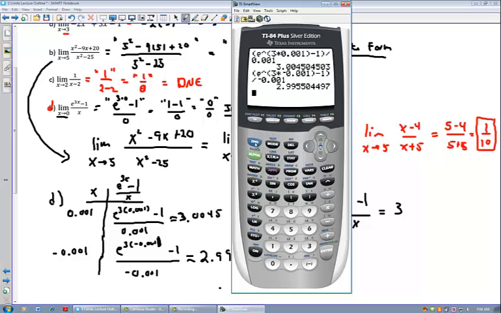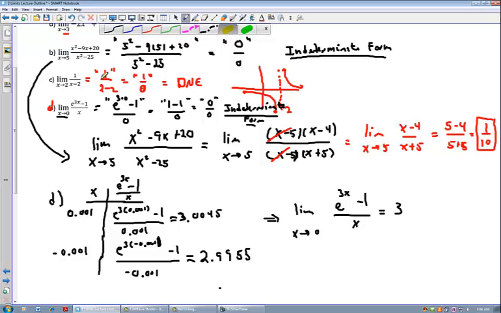And I can test this further by adding more zeros to my 0.001. So let's add 2 more zeros, so I'm even closer to 0 now. I hit enter, and I get 2.999. So it's just going to get closer as I get closer and closer to 0. Remember what the limit is actually asking: as I get closer and closer to 0, this expression, this function, gets closer and closer to 3.